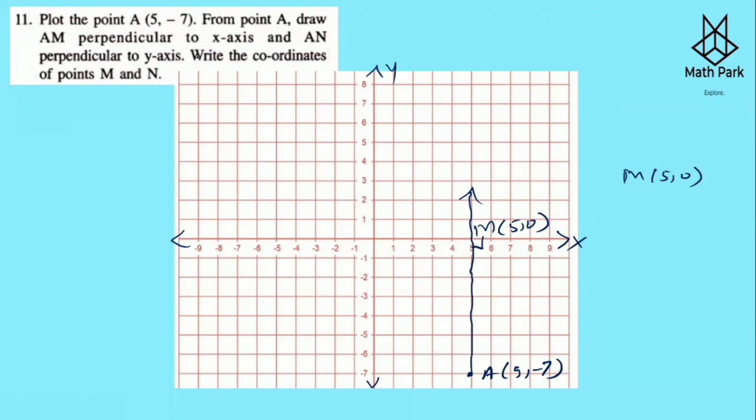Next, they are asking to draw AN perpendicular to the y-axis. So perpendicular to the y-axis from A, it is going to go like this. This is your AN, which is perpendicular to the y-axis. At point N it is perpendicular. This is 90 degrees. And the coordinates of N are (0, -7).